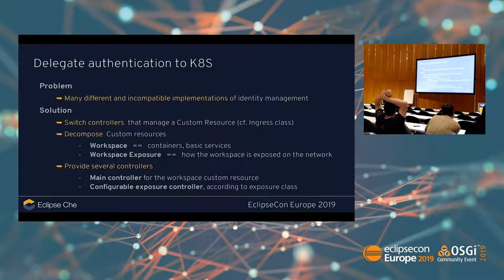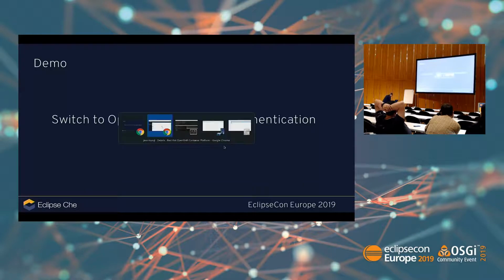So there is a solution which is mainly composition. You can switch controllers to manage a given custom resource. For example, for those who know, ingresses can be managed with different controllers according to the type of network you want. And we can do the same here. We decompose the custom resource into a workspace, container, basic services, and a workspace exposure, which is how the workspace will be exposed on the network. And then you can provide several controllers, a main controller for the main workspace, and a secondary controller that we can configure for the exposure. So let me show that to you.